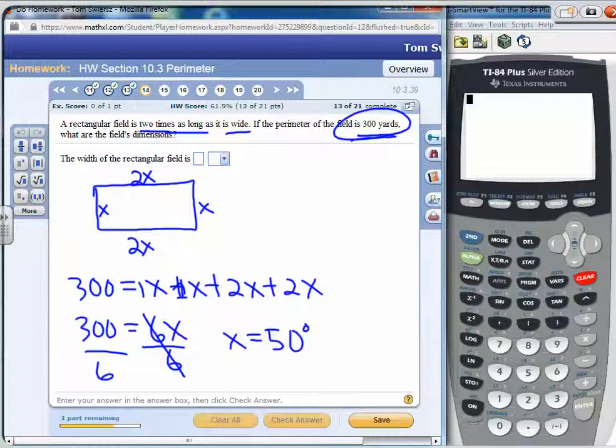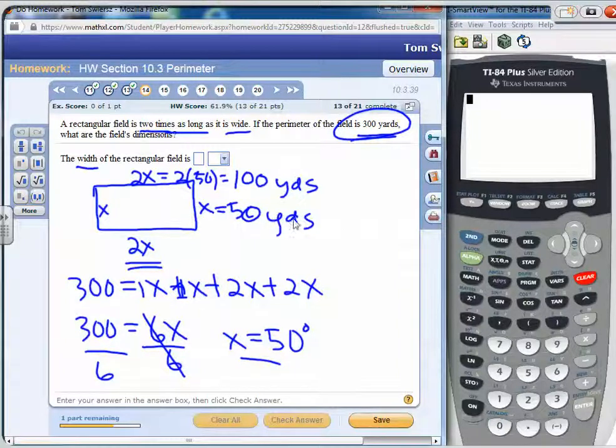So notice the width is x, which is 50 degrees, right? And then 2 times 50... I'm thinking of earlier problems with angles. It's just 50, and the units are yards, right? 50 yards. And 2 times 50 for the length is going to be 100 yards, okay? Because we got 2x for the length, so 2 times 50 is equal to 100. All right, very good.